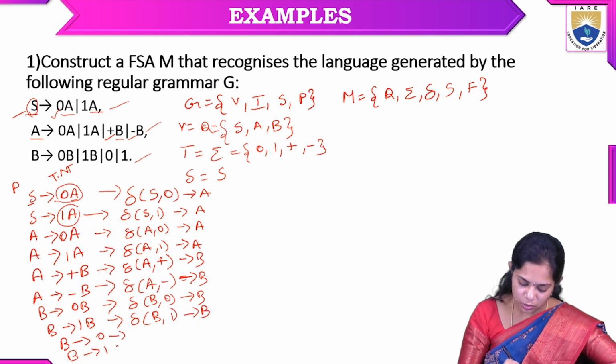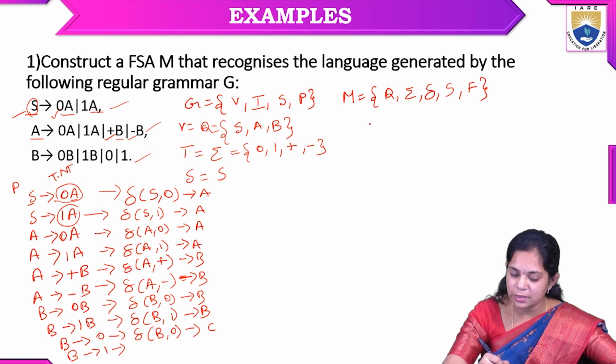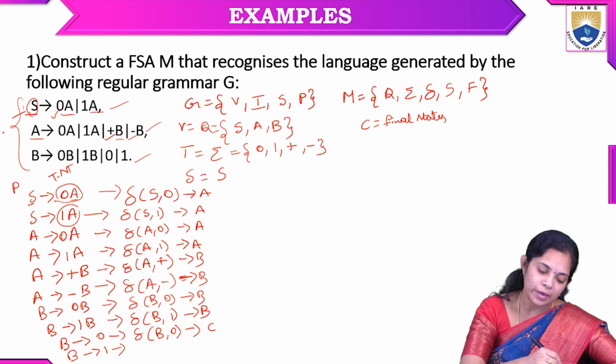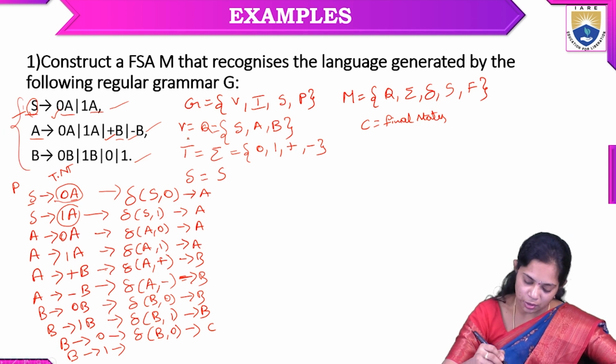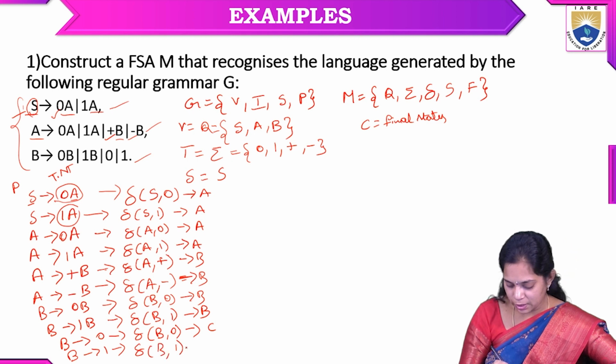And here we observe B tends to 0 and B tends to 1. So here we have to write the transition function B comma 0, it is reaching the final state. Let me write, this is the final state. We have created C, here C is the final state. That is the new state which is not there in the production rules. So B comma 1 as an input symbol, it is reaching C.